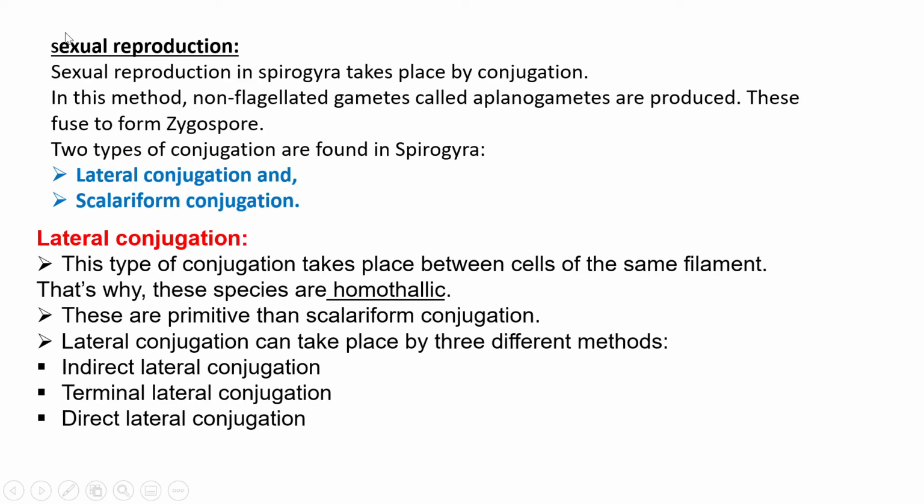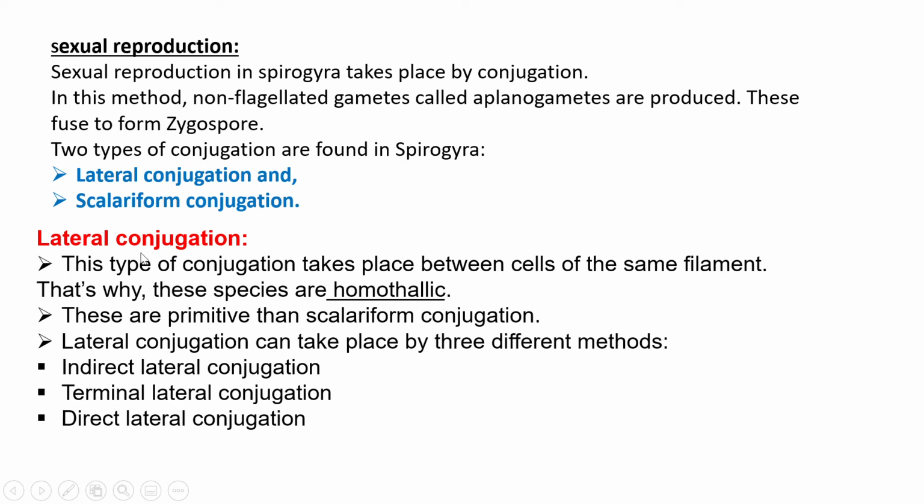Then we will come to sexual reproduction in Spirogyra. The sexual reproduction in Spirogyra takes place by conjugation. In this method, non-flagellated gametes called aplanogametes are produced, which fuse to form a zygospore. Two types of conjugation are found in Spirogyra: lateral conjugation and scalariform conjugation.